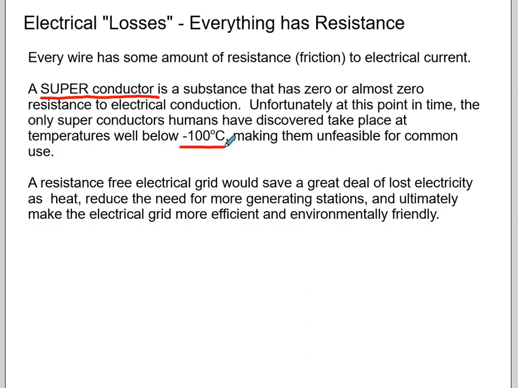So something like minus 100 Celsius. And then they become super effective at allowing electrical current to pass without losses. It's just not viable for us to do something. However, if we had a resistance-free electrical grid, that would save a great deal, because we lose a great deal of electrical energy in transmission alone.